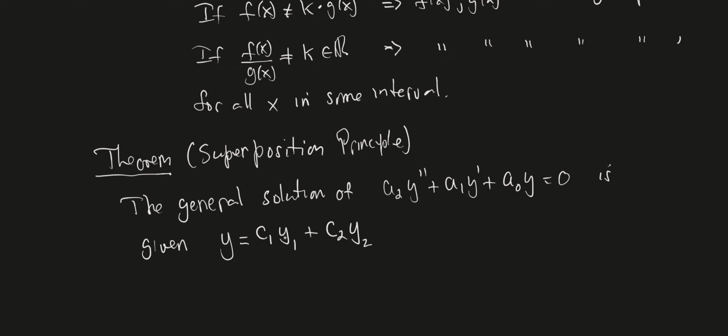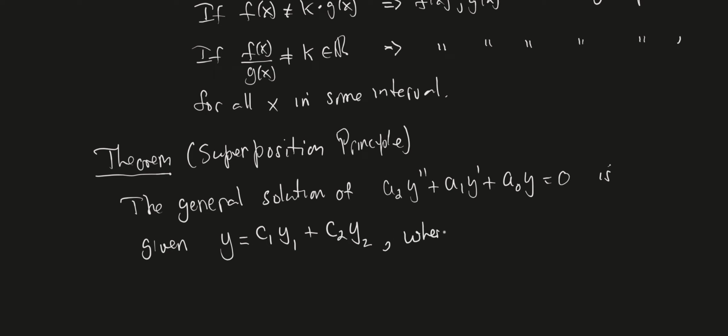So if I can find two functions that are not scalar multiples of each other that satisfy this differential equation, then all I have to do is take any linear combination of those two functions and I will get my general solution. So it's given by this.